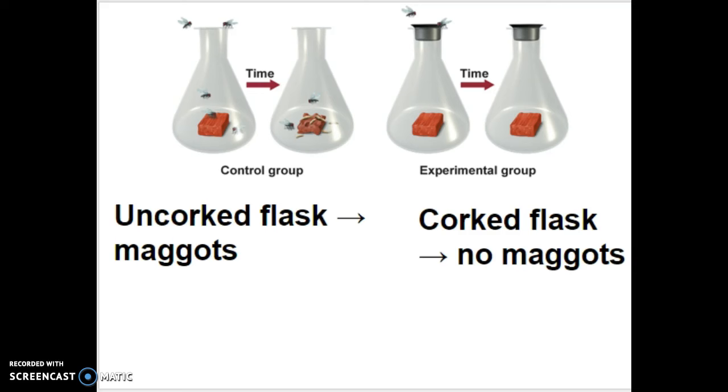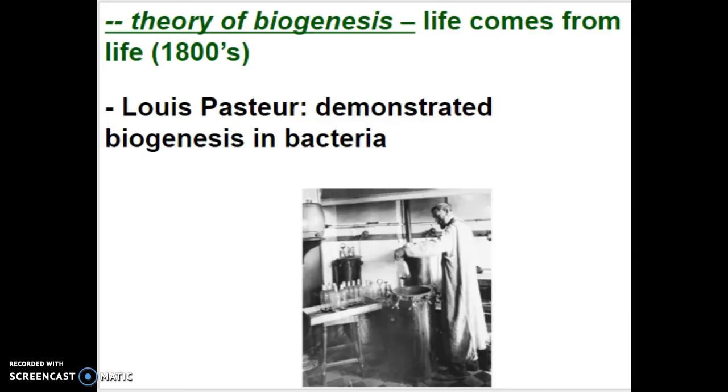So this proves that the rotting meat itself does not produce the flies, that other flies actually lay eggs in the rotting meat, and then the maggots become flies. However, Redi's ideas of disproving spontaneous generation didn't quite take hold. Not really until the 1800s do we have what we call the theory of biogenesis developing. The theory of biogenesis states that life comes from life.